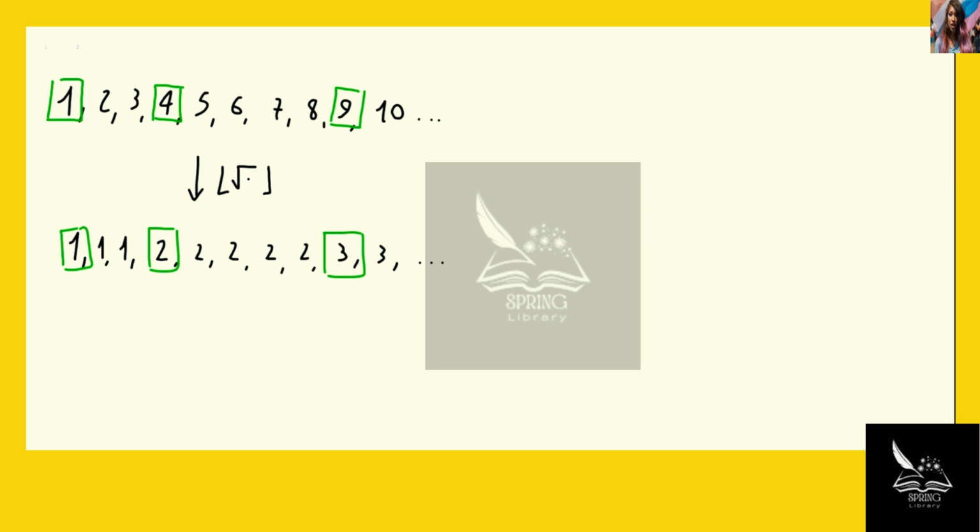So you see that every time we go to a square, the floor of the square root goes up by 1. Now let's count how many of these numbers there are. So 3 ones, 5 twos, and you can compute that there are 7 threes, and so forth. So it looks like there are odd numbers of numbers which have the same floor of the root.